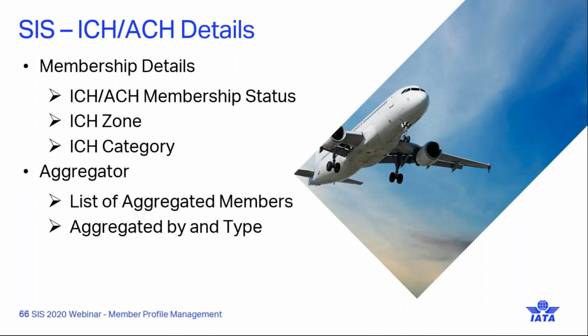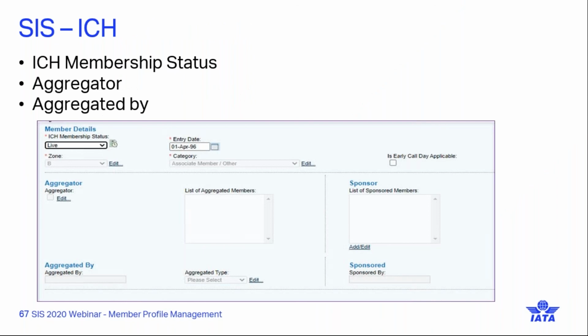It's your ICH and ACH membership status, your ICH zone, ICH category, and the aggregators, list of aggregated members and aggregated by type. This is how your ICH tab looks. You will see your ICH membership status. It can be live or not, aggregated by an aggregator. And as said before, in order to activate your ICH membership status, if you're not live in ICH, you have to contact us because this is only informational to you.